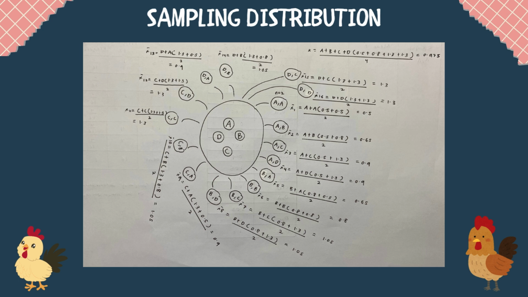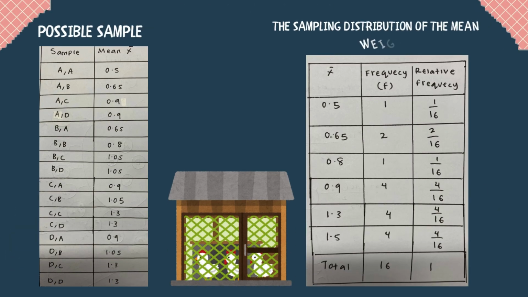After listing all possible samples, we need to calculate the mean weight of each sample. For example, possible sample AA equals 0.5 divided by 2, which equals 0.5. So the others are the same: we need to calculate all possible samples. Next, we make a table and list down all possible samples and means.